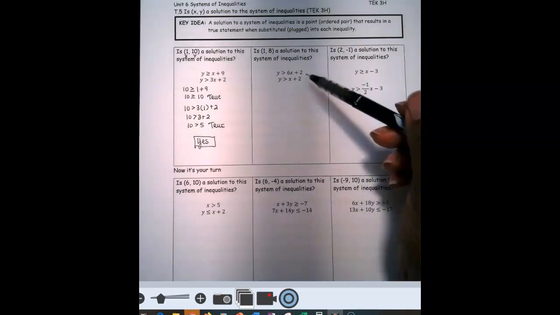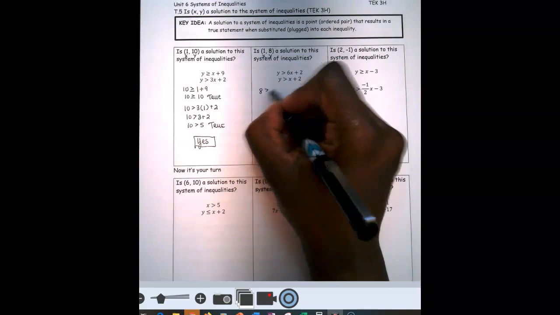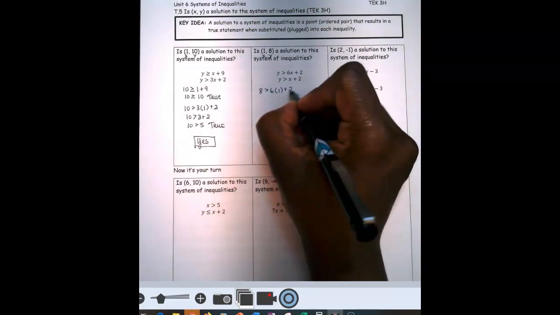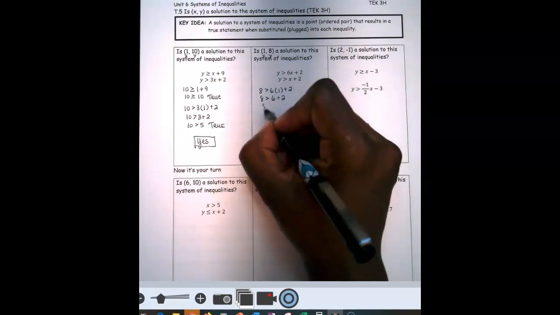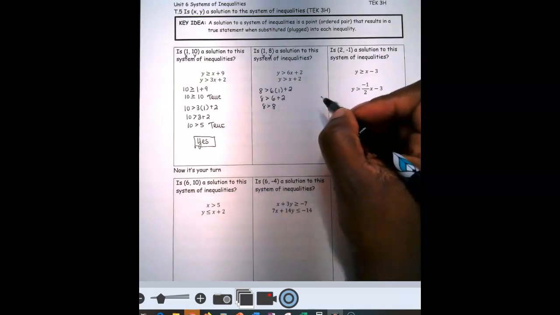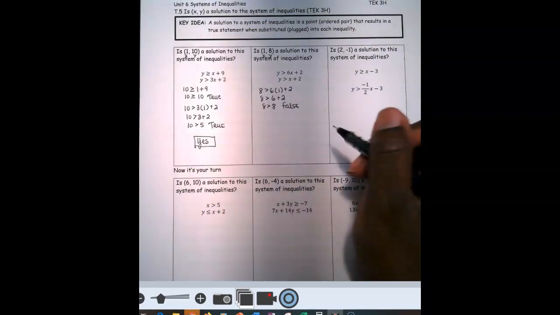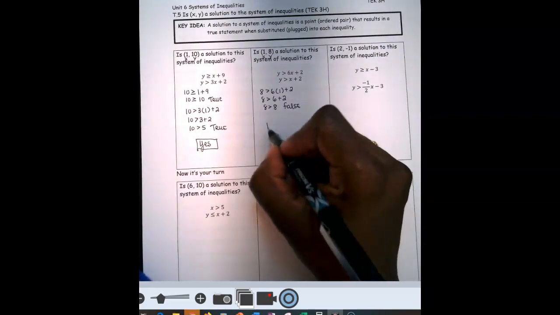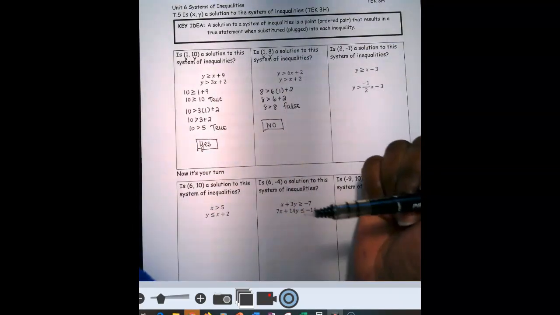Now, here, let's try the same thing. We've got, is 1, 8 a solution to the system of inequalities? So we've got x and y. Well, 8 is greater than 6 times 1 plus 2. 8 is greater than 6 times 1 is 6 plus 2. 8 is greater than 8. Well, 8 is equal to 8, but not greater than 8. So this is a false statement. So because this is a false statement, we would say no. This ordered pair is not a solution.